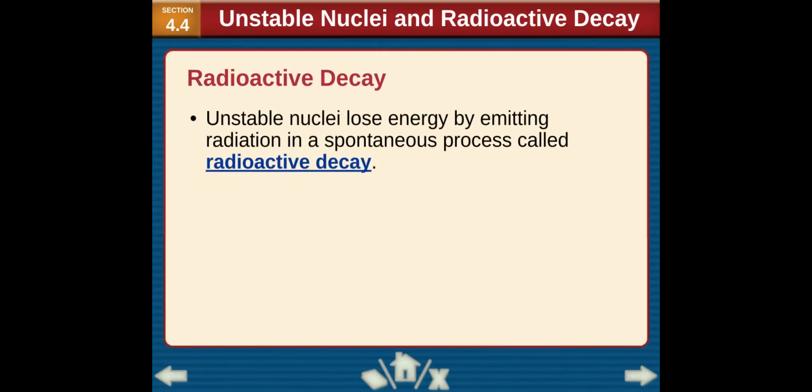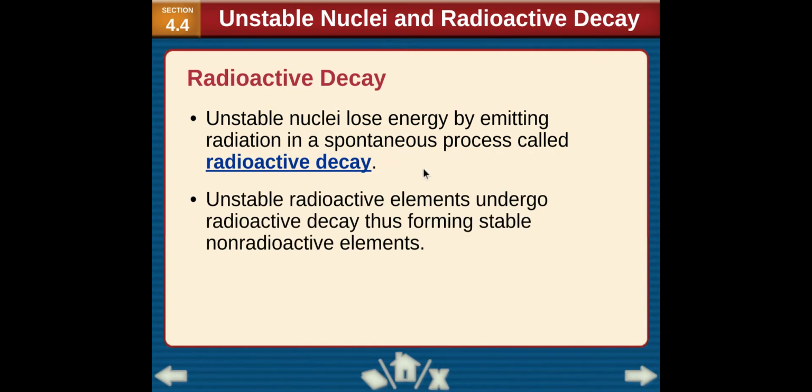So unstable nuclei lose their energy by emitting radiation in a spontaneous process called radioactive decay. Unstable radioactive elements undergo radioactive decay, thus forming non-radioactive, more stable elements.